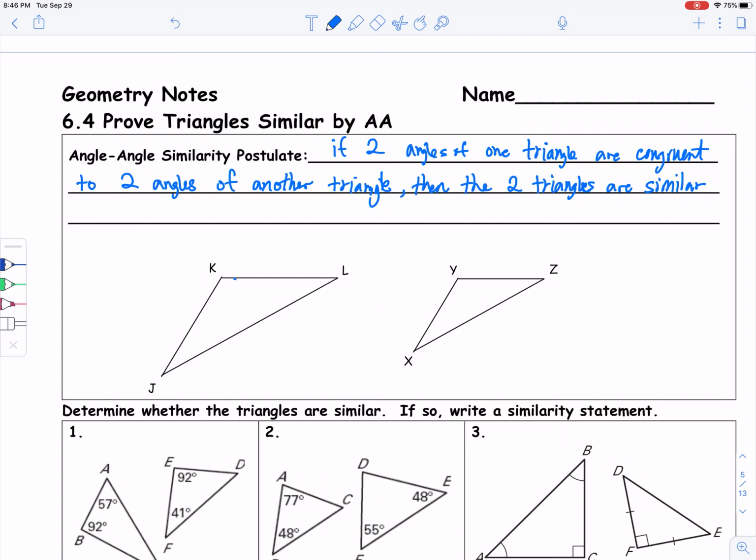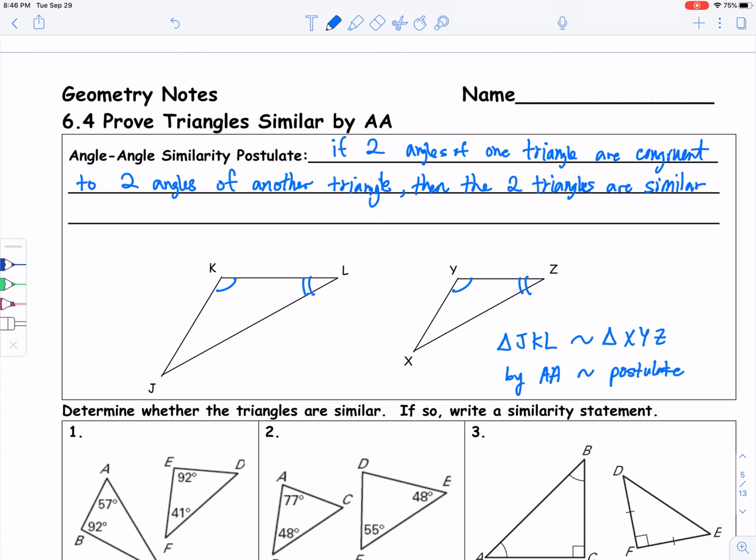So for example, if I were to give a bare minimum of K being congruent to Y and L being congruent to Z, having just this information, two pairs of angles being congruent, I can say that triangle JKL is similar to triangle XYZ by the angle similarity postulate. So we've talked about theorems before. A postulate you can think of as a theorem. So it's an angle similarity postulate.